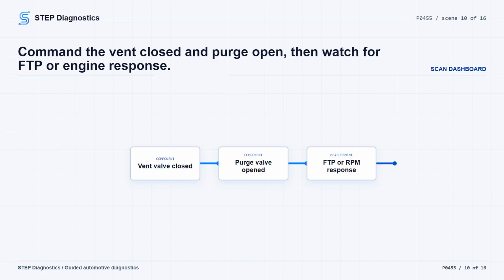Then monitor FTP while commanding the purge valve open in steps, up to 100% on the EVAP PID. You are looking for a response: the FTP PID decreasing, an engine RPM change, or the engine stalling. Any of those shows the purge valve is opening. If there is no response, install a new EVAP canister purge valve, repeat the test, verify the result, and continue into the pressure verification path.